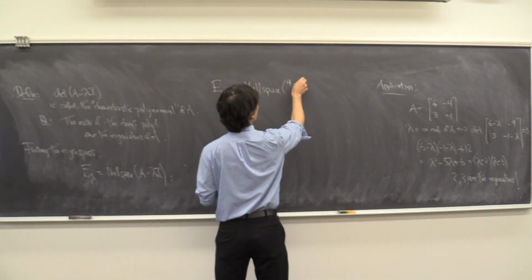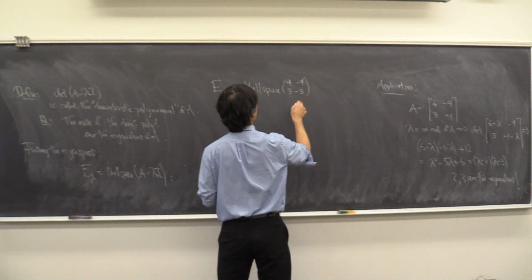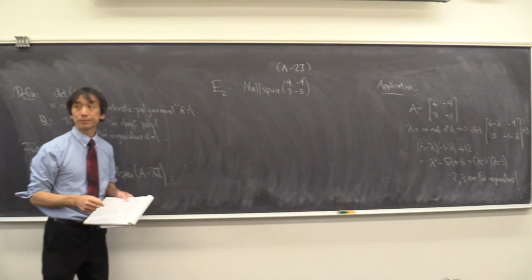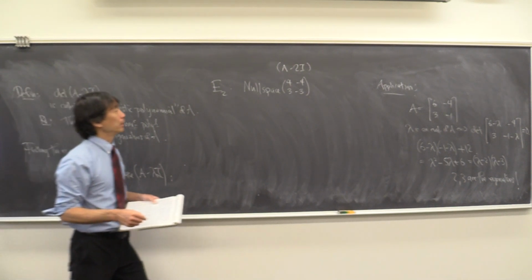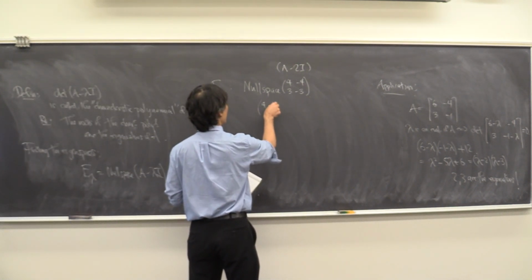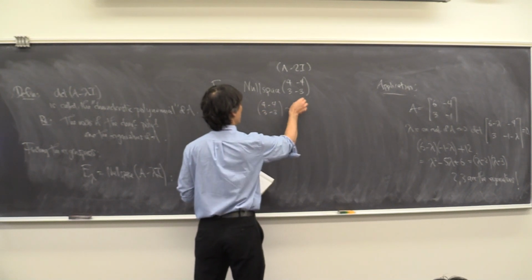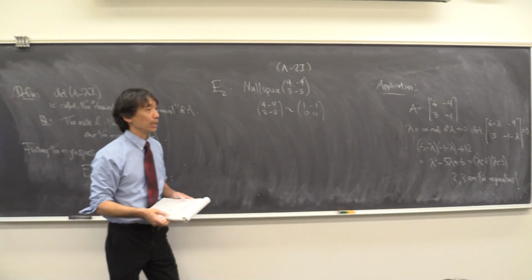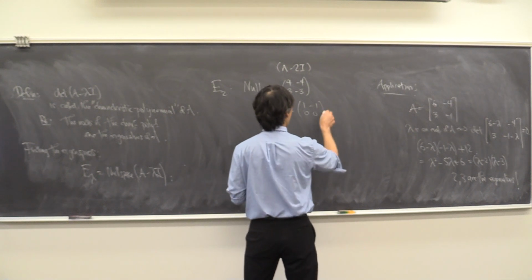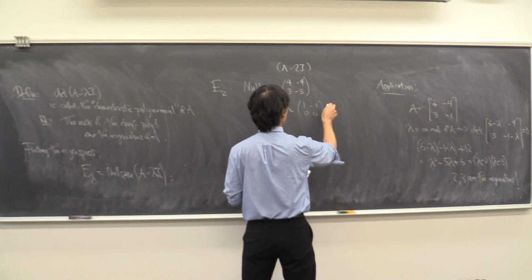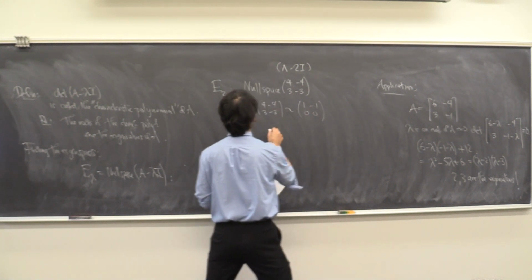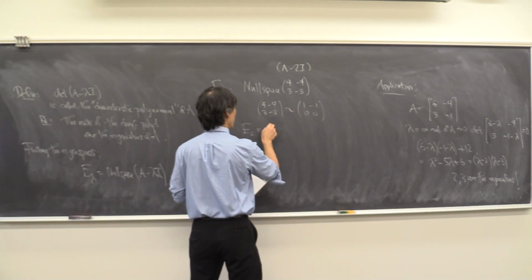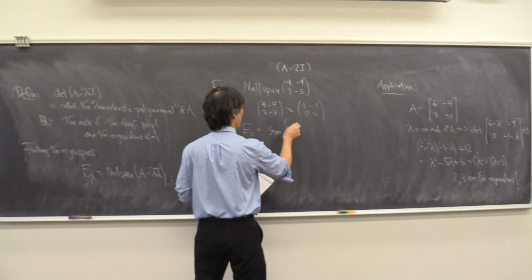That's going to be 4, negative 4, 3, negative 3. Right, so A minus 2. And you see by Gaussian reduction that it reduces to 1, negative 1, 0, 0. Just looking at it, you can see that. And so the null space is just the things where x and y are the same. So E2 is going to be the span of (1, 1).